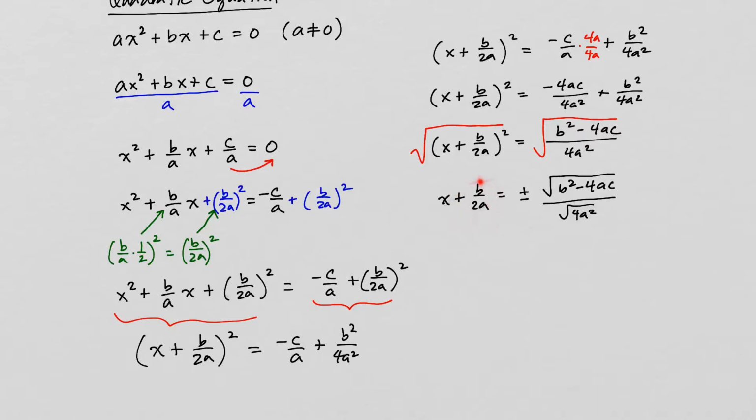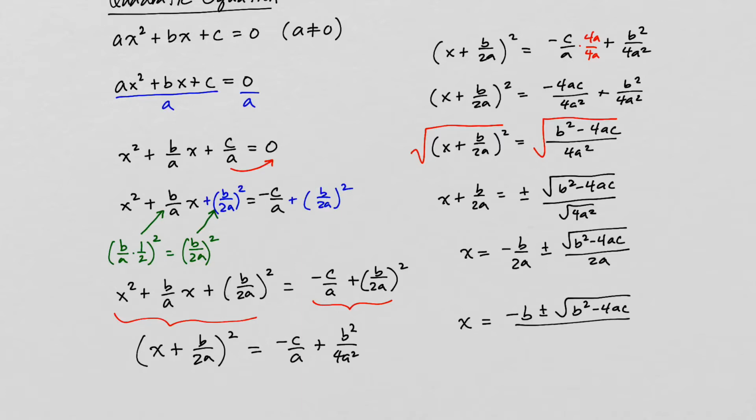I'm going to take this b over 2a, move it over to the right-hand side, and I'm going to take the square root of 4a squared, which is 2a, and this gives us x equals negative b over 2a plus or minus the square root of b squared minus 4ac over 2a. And because we have a common denominator now, we can combine these together into a single fraction. And this is what we know to be the quadratic formula.